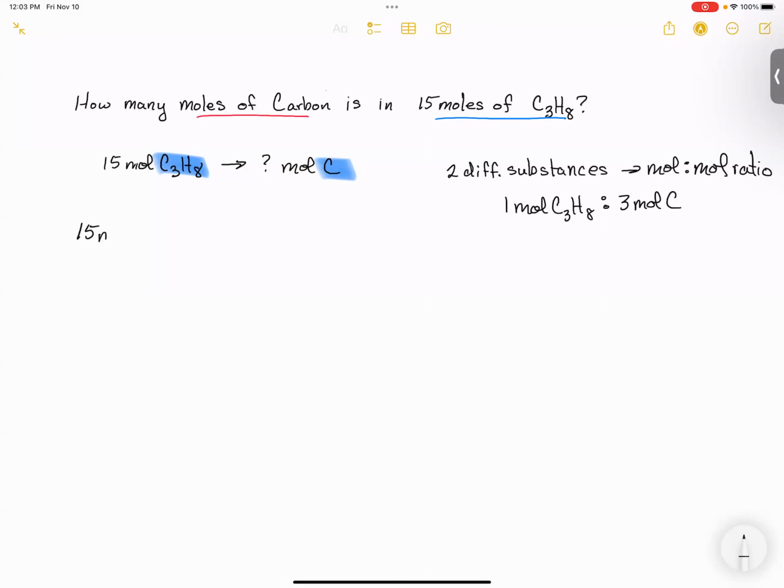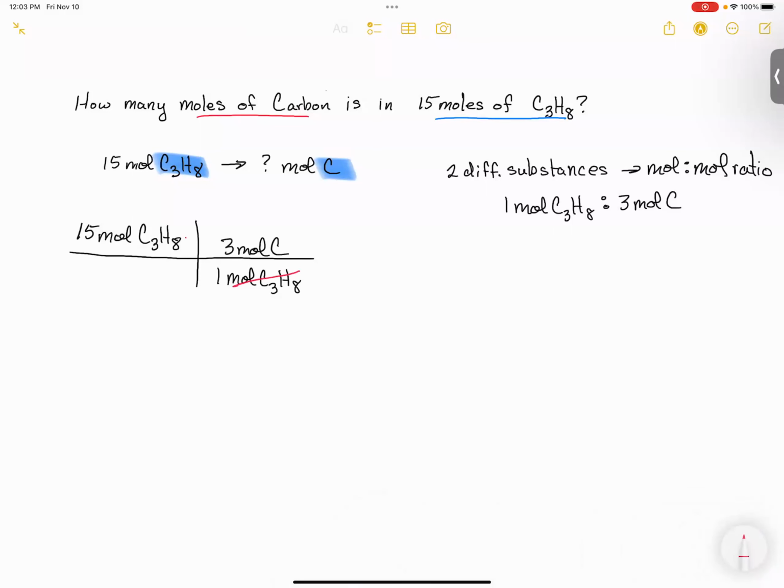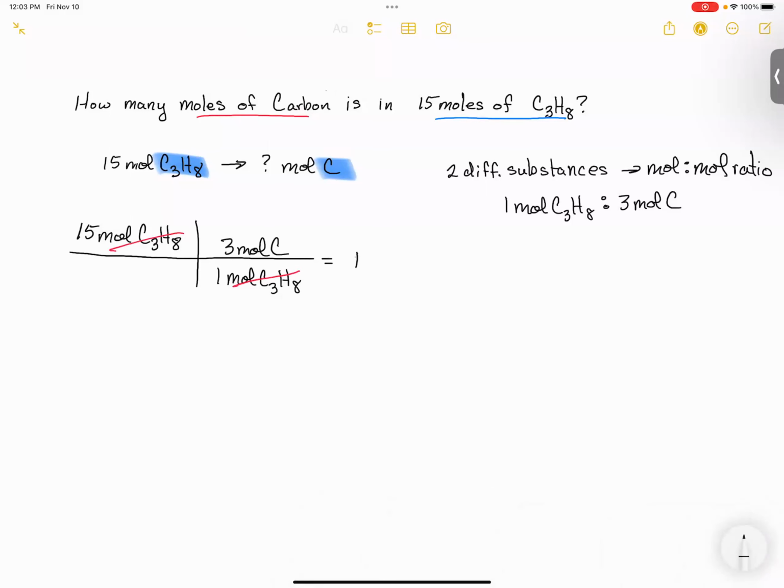I have 15 moles of C3H8 and I want to know moles of carbon. Well, according to the formula, for every 1 mole of C3H8, there are 3 moles of carbon. The moles of C3H8 in the mole to mole ratio is placed in the denominator so that it will cancel. And I'm left with moles of carbon, which means once I multiply this out, I get 45 moles of carbon.